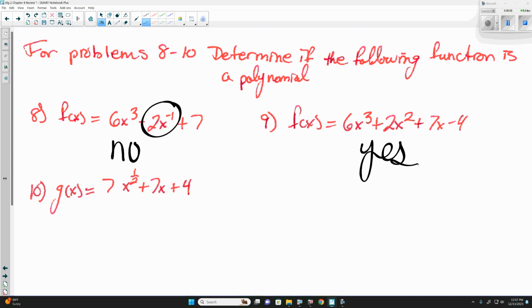On the test, 8 through 10 and 1 through 3 would be together. So if it is a polynomial function, we have to state the degree and leading coefficient. If it's not, we just say no. Number 10 is no. So if it doesn't have negative exponents, fractional exponents, or variables in exponents, and variables are not being multiplied together, inside of radicals, or in the bottom of a fraction, it is a polynomial function.